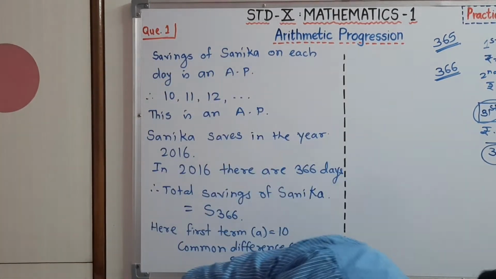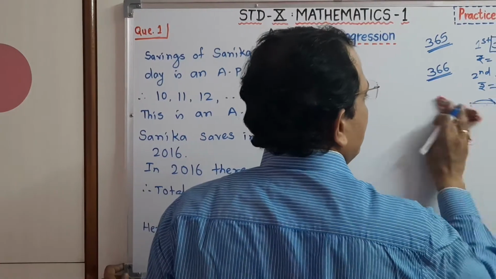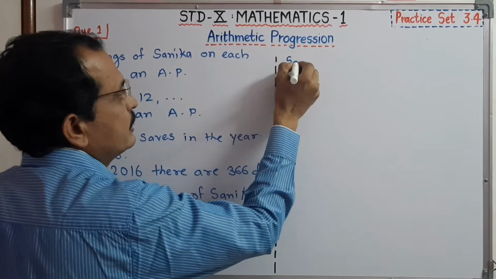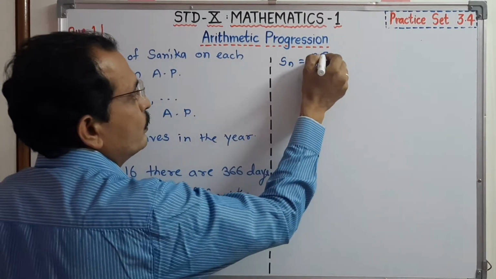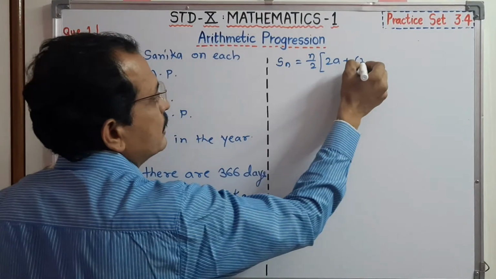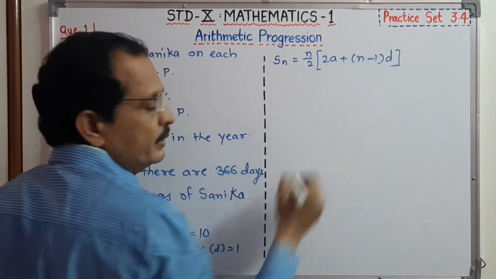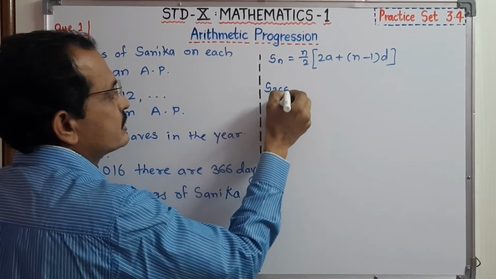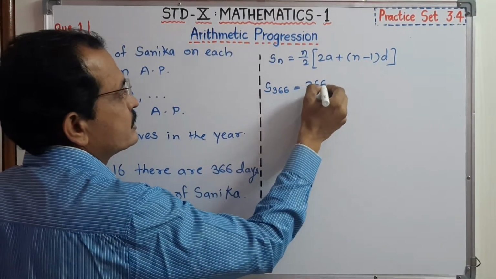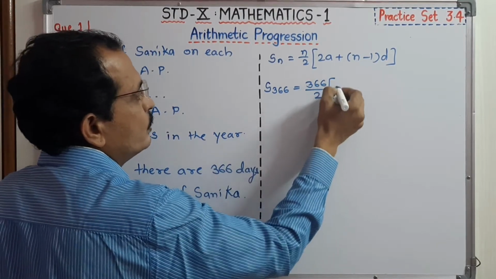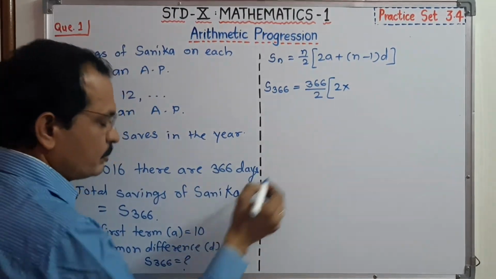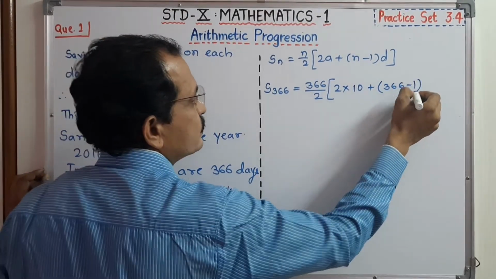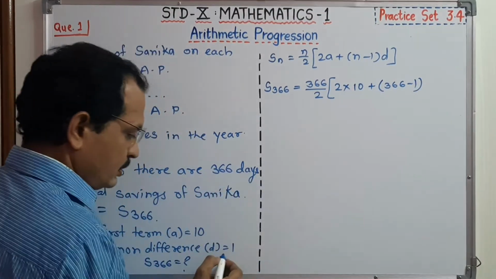Now we have to use the formula. The Sn formula we have to apply here. Therefore, directly we write Sn is equal to n upon 2 into (2a plus (n minus 1) into d). Substitute the values. S366 is equal to 366 upon 2 into (2 into first term a is equal to 10 plus (366 minus 1) into d). d is 1.